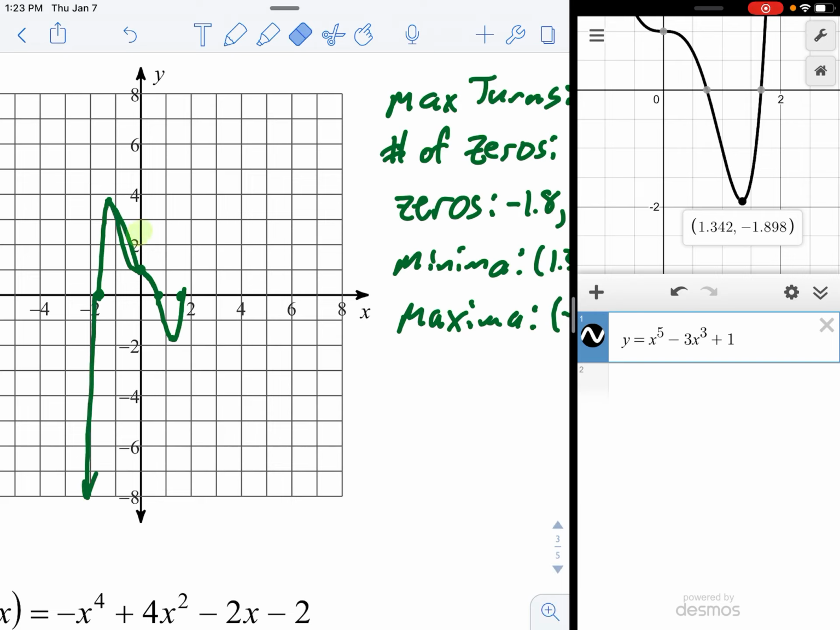In fact, I gotta, oops, that's not the eraser. There we go.